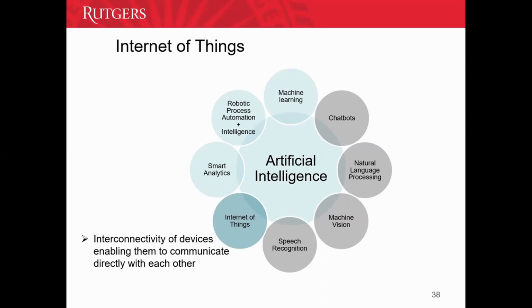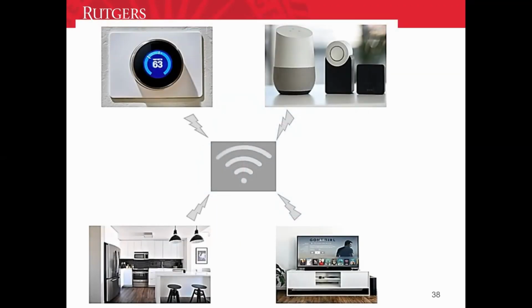So another artificial intelligence technique that I will talk about is the Internet of Things. The Internet of Things is the interconnectivity of devices which enables them to communicate directly with each other. A popular example of the Internet of Things is the smart home, right? People nowadays are trying to find ways to make devices within their homes communicate directly with each other.